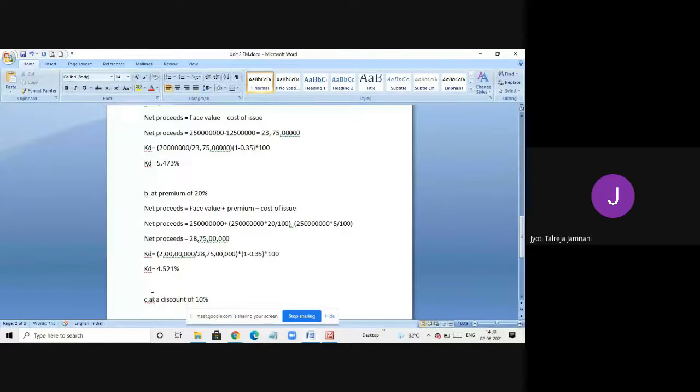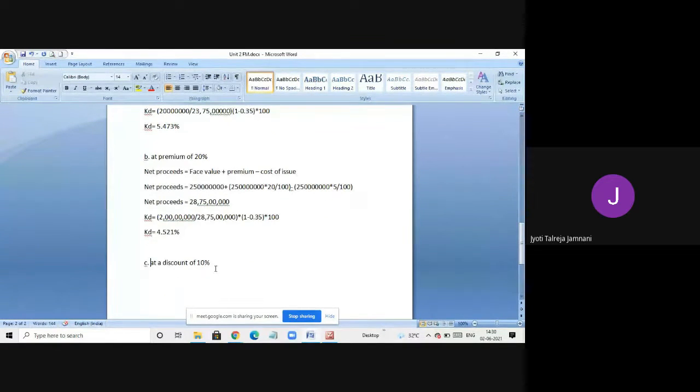So now again we have to find the net proceeds here because there is discount. Interest and tax rate we already know. So net proceeds is equals to face value minus discount minus cost of issue. Discount means you're issuing at a lower price.